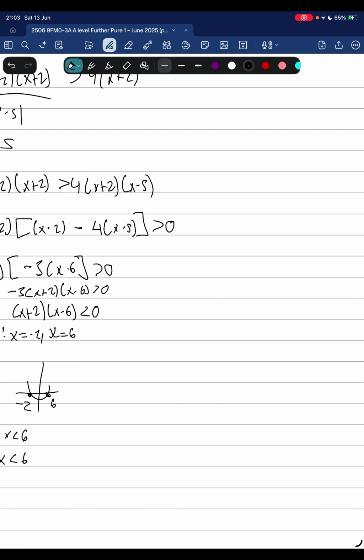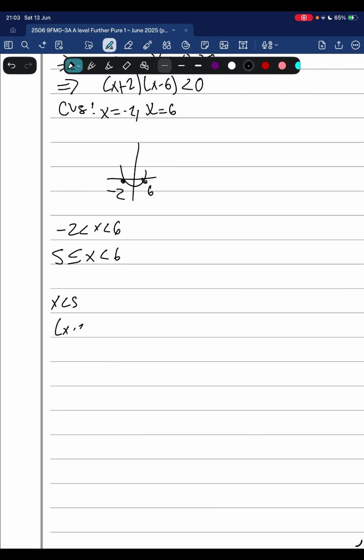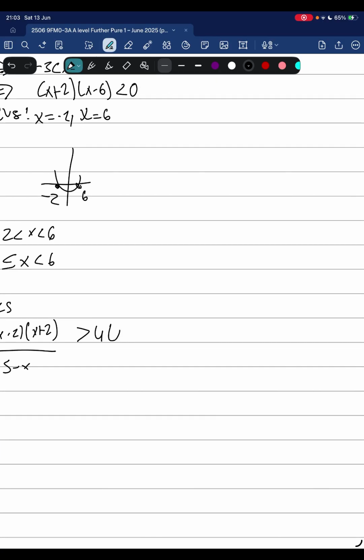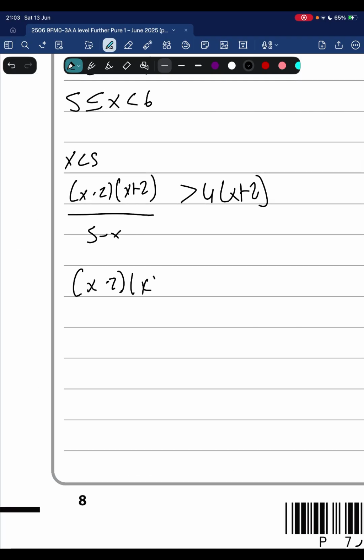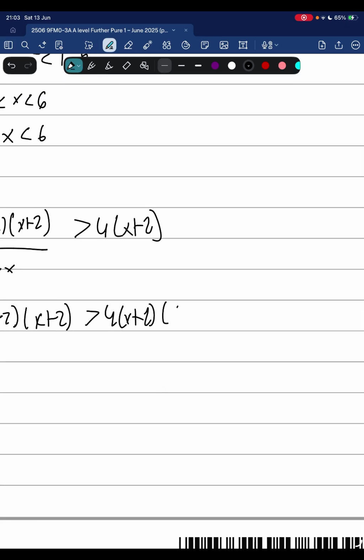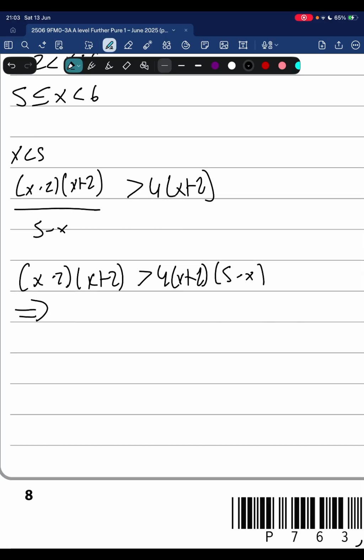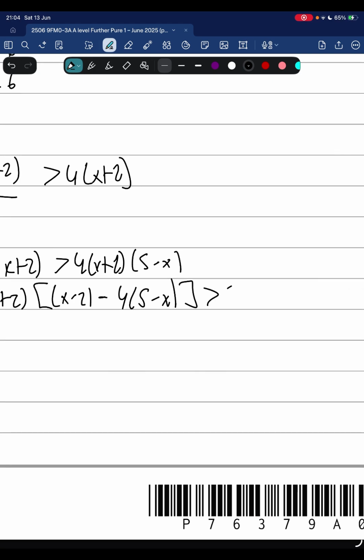And now the second case is when x is less than 5. So then we'll have (x minus 2)(x plus 2) over 5 minus x is greater than 4(x plus 2). Okay, so 5 minus x is going to be greater than 0, right? So we can just multiply both sides again. So we get (x minus 2)(x plus 2) is greater than 4(x plus 2)(5 minus x). So that's going to tell us that (x plus 2) times (x minus 2) minus 4(5 minus x), doing the same thing we did in the previous part, is greater than 0.